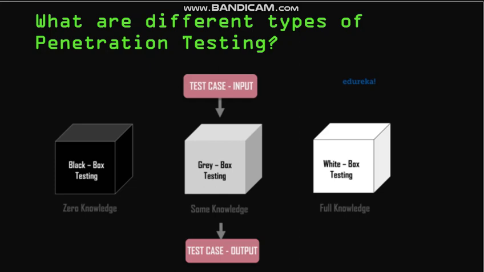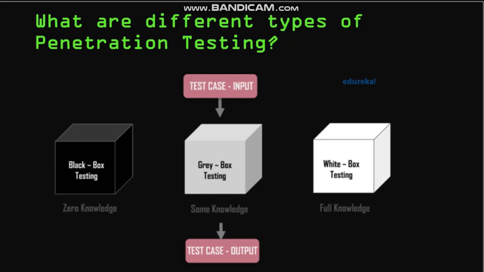Okay, what are different types of penetration testing? Penetration testing can be categorized based on different parameters, like the knowledge of the target, the position of the penetration tester, or the areas where it's performed. Penetration testing types based on knowledge of the target are divided into three: black box, gray box, and white box.